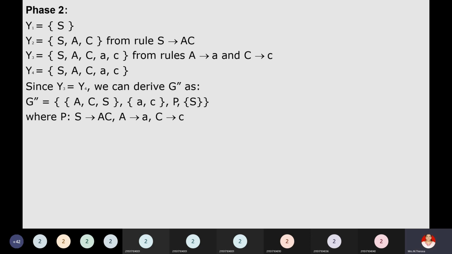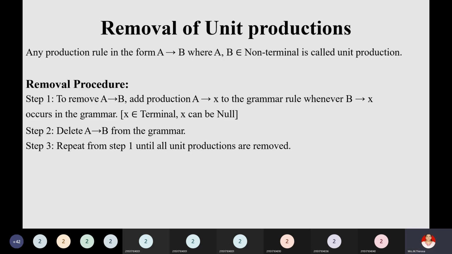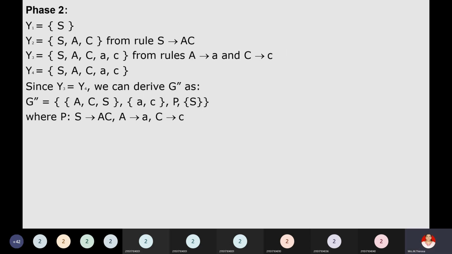S, A, C, a, c. In the given grammar, you can see how many productions: 1, 2, 3, 4, 5, 6, 7. But after the reduction, how many productions are you having? 3 productions, because all other things are not reachable from S. Okay, clear?